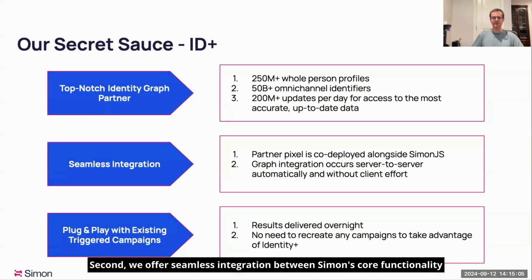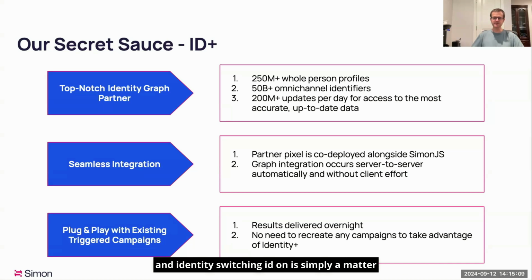And second, we offer seamless integration between Simon's core functionality and Identity Plus. Switching ID Plus on is simply a matter of co-deploying our partner's pixel alongside the Simon.js snippet that you already have on site. And graph integration is entirely server to server and hands off from the perspective of one of our clients. And finally, there's nothing to be done to existing triggered campaigns in order to reap the benefits of ID Plus. Once it's enabled, you see the results overnight in your existing campaigns.